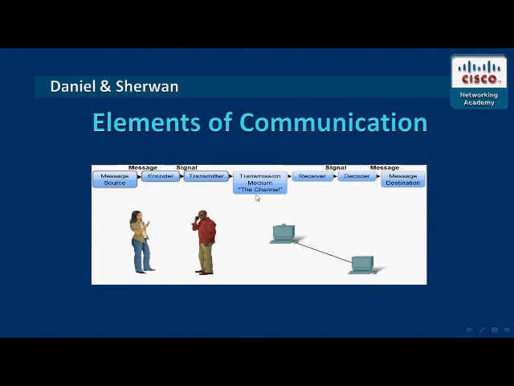If you have a look at this image, let's imagine that this is host A and this is host B. Host A is the source and host B is the destination. When host A wants to send a message to host B, he sends the message through the channel, and host B receives it. When host B wants to send a message back to host A, host B is now the source, so host B sends the message through the channel to host A, which is the destination.